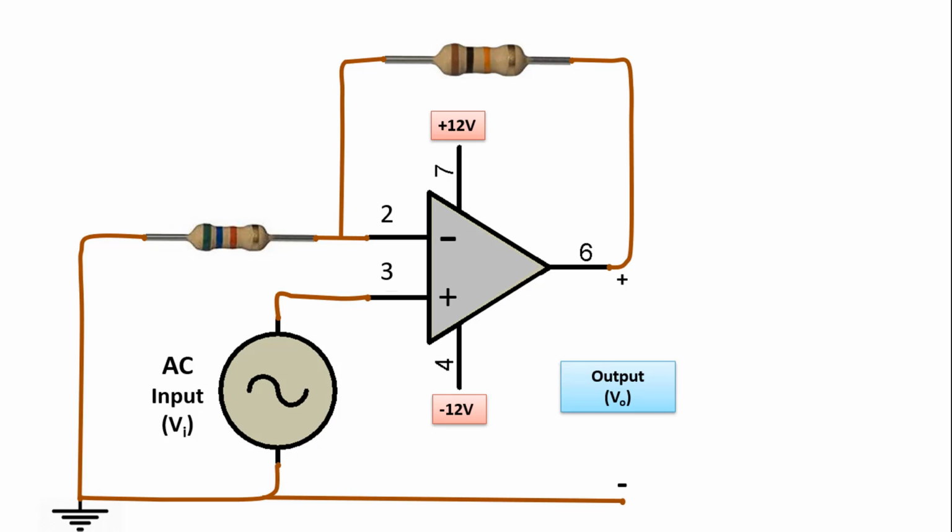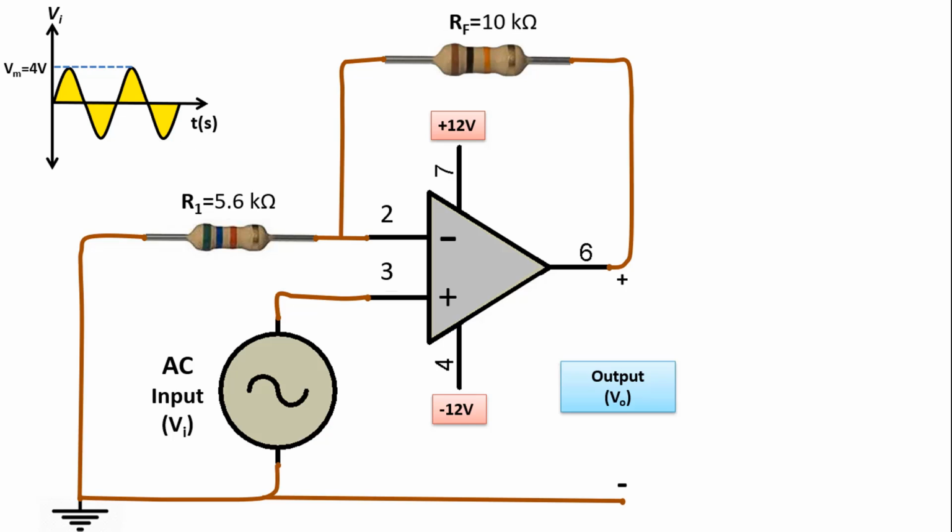Again, we will operate by thinking in the same way. For example, let the voltage value of the AC source here be a sine-shaped AC with a maximum value of 4 volts as here. Let the resistance values be R1 equals 5.6 kiloohms and Rf equals 10 kiloohms. What is the output value?